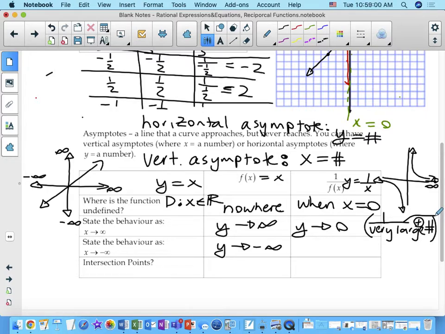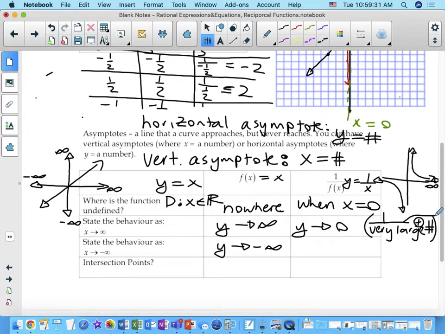Exactly. Yeah, it's never going to be 0 because you're always taking 1 and dividing it by a number, so it's never going to be 0. But because you're dividing it by a larger and larger number, 1 divided by an incredibly large positive number, as x approaches infinity, is going to be very close to 0, but on the positive side.